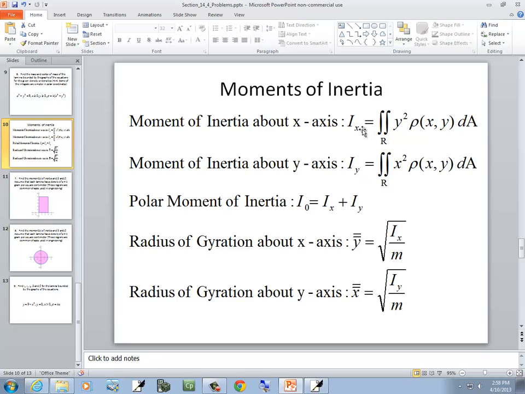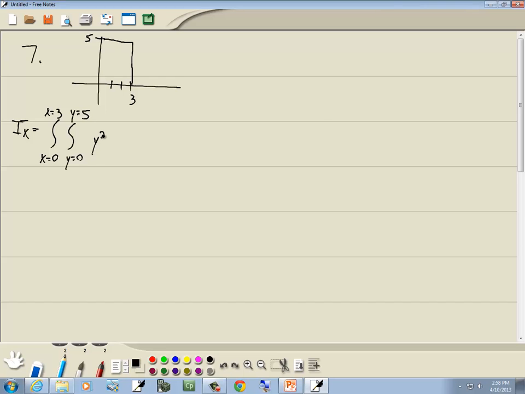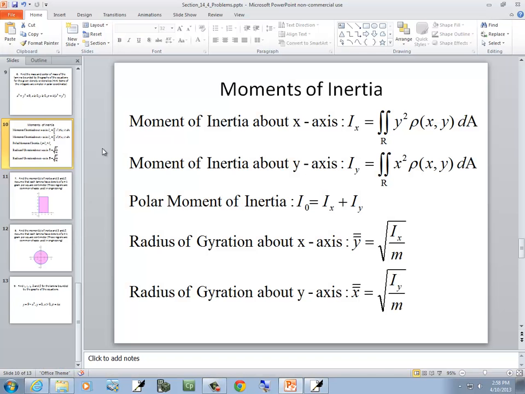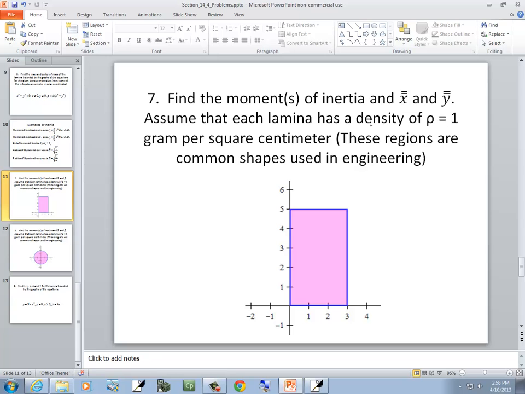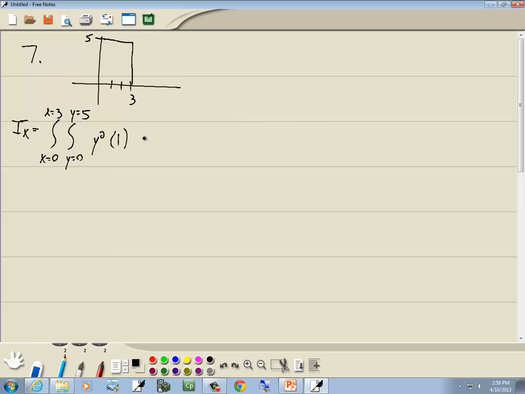Now, for the moment of inertia about the x-axis, we put a y squared in there. So we've got y squared times rho, and they tell us in this that rho is equal to 1, and then dy dx. So let's find that first. So this is going to be x equals 0 to x equals 3. We'll add 1 to our power, divide by our new power. So we've got 1/3 y to the third from y equals 0 to y equals 5, dx.